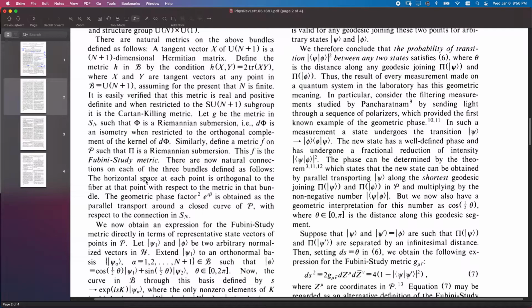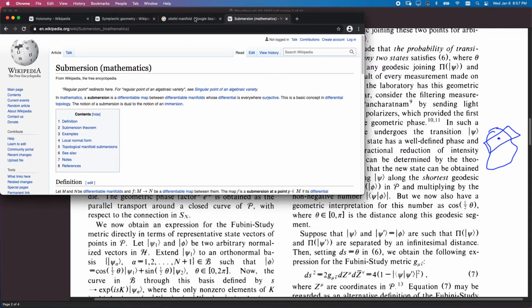All right, there are now natural connections on each of the three bundles defined as follows. Okay. The horizontal space at each point is orthogonal to the fiber at that point. Let me see if I can understand this. At least now we're using words. So the horizontal space at each point. So if I have some blobby thing, I take a point, horizontal space. Is that like tangent space? I'm guessing maybe. It's like a plane maybe. Is orthogonal to the fiber at that point with respect to the metric in that bundle. Oh, yo, yo, yo. Okay, so what is a fiber?